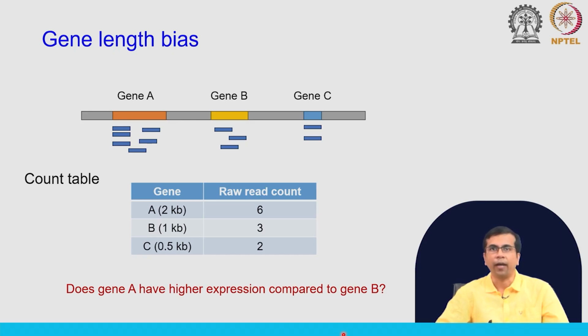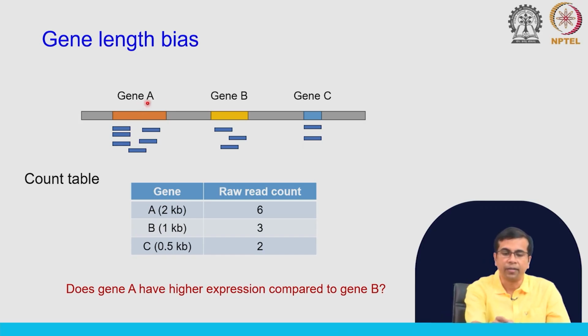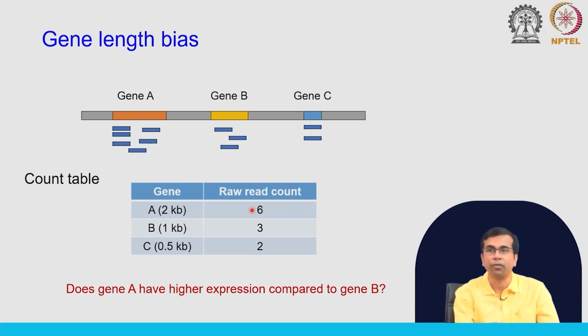So, here we have these three genes, gene A, gene B and gene C, and you have reads mapping to these genes. These reads are shown in blue and we can now convert them to a count. A simple read count gives us, for A, 6 reads, for B, 3 reads, and for C, 2 reads. And we also talked about gene length bias. The genes are of different lengths, and I have also mentioned the size of these genes before.